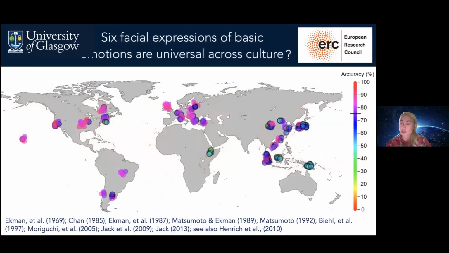Now, if we take a closer look at this classic data, we can actually see that rather than the facial expressions being universally recognized, there's a lot of cross-cultural variation. So these color-coded points represent the average recognition accuracy for each of the 6 different facial expressions: happy, surprise, fear, disgust, anger, and sad, across different world regions. And those outlined in black are 75% accuracy or below.